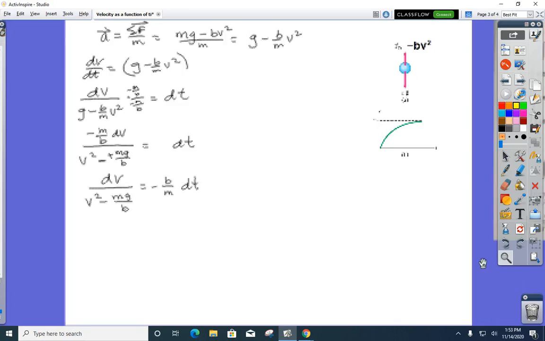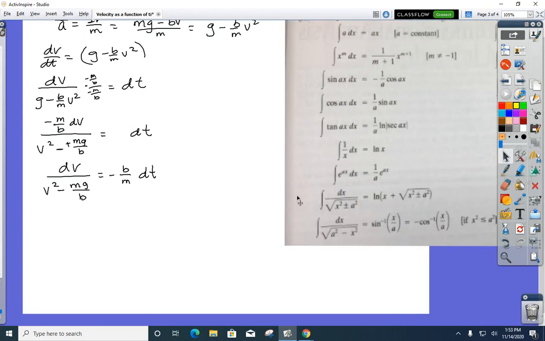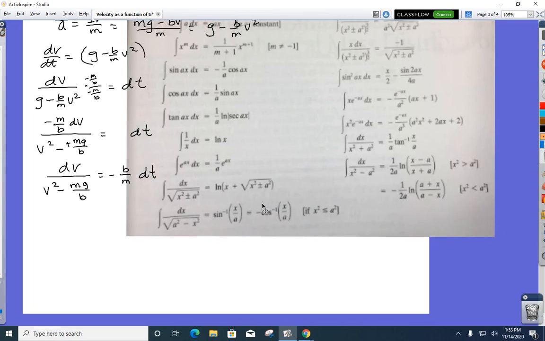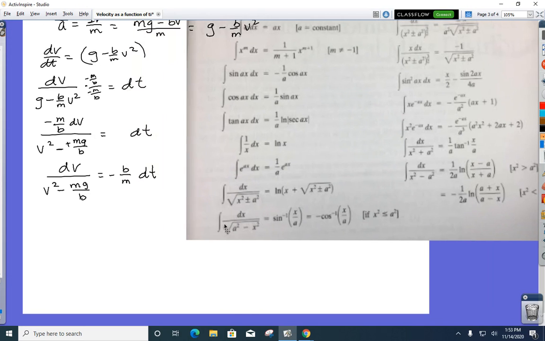And I like it. I have an x squared minus a squared, v squared minus that. So if I consider a squared to be mg over b, and I let that x squared be my v squared, it looks like it's going to be this one here. Now I do have to evaluate, do I have x squared greater than a squared or x squared less than a squared? Because the integration is different there. So let's see if we can figure that one out.